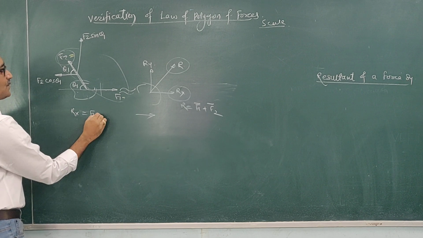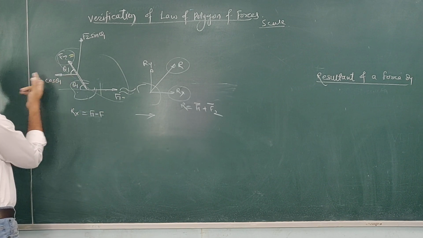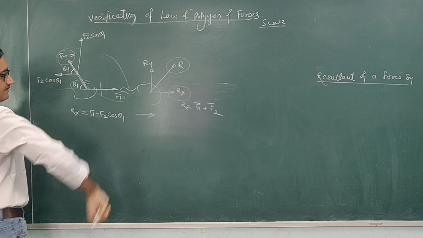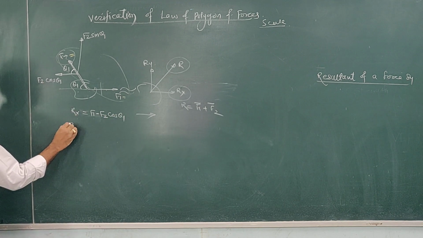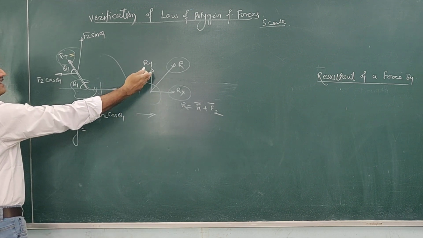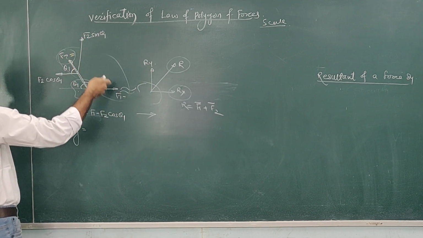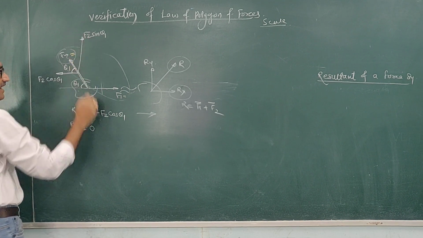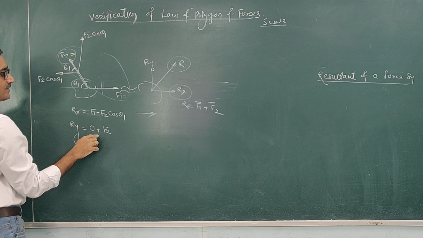So this f1 is positive, minus, why minus? Because it is acting towards the left. So it is minus f2 cos theta 1. In this way I can calculate this Rx. And Ry, here this is the vertical component of the resultant, which is equal to the summation of the vertical components of these forces. The y component of this f1 is 0 and the y component of this f2 is upward, that's why it is positive.